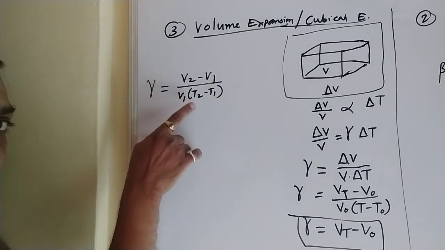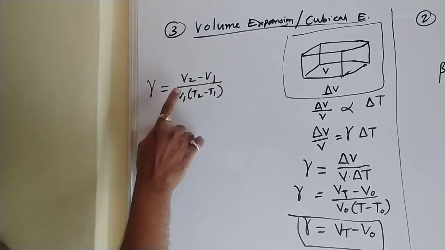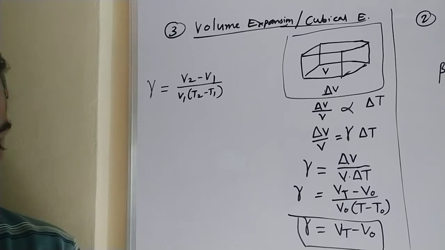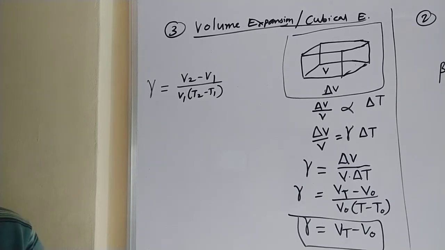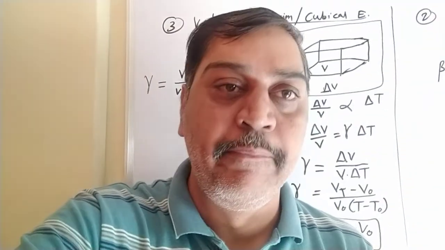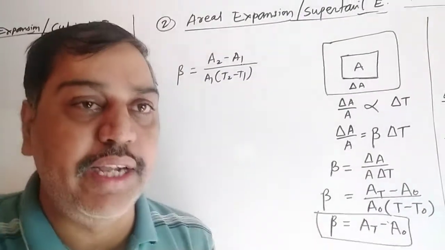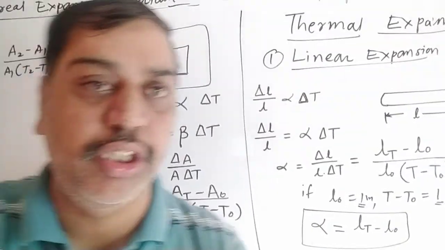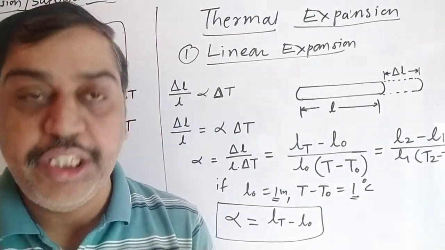V2 is the volume at temperature T2, V1 is the volume at temperature T1. So here it is V2 minus V1 divided by V1 into T2 minus T1, and this is said to be volume expansion. In this fashion we have learned thermal expansion, the three types of expansion: the linear expansion, the areal expansion, and the volume expansion, and we have derived the equation for each of them.